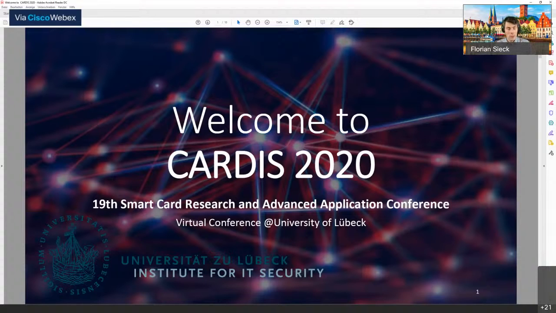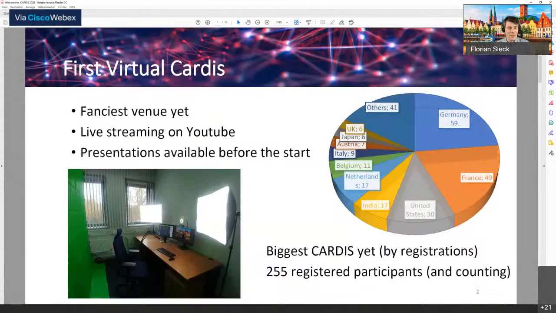If you can see my screen, welcome to CARDIS 2020. It's the 19th edition of the Smart Card Research and Advanced Applications Conference, and it's the first time we are doing a virtual event. And obviously we have a very fancy venue, as you can see in the picture. That's where I am right now. I was actually planning to do this from my desk, but unfortunately I can't re-enter the call.